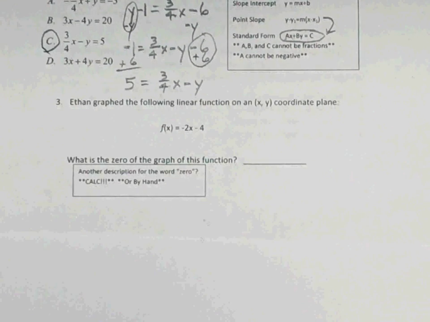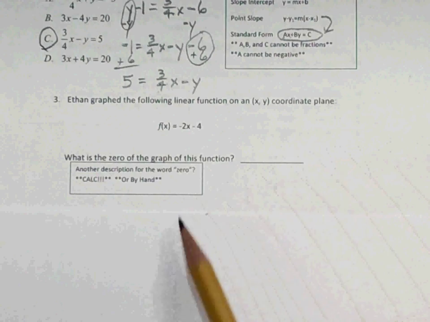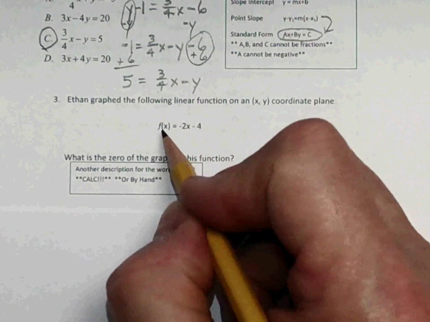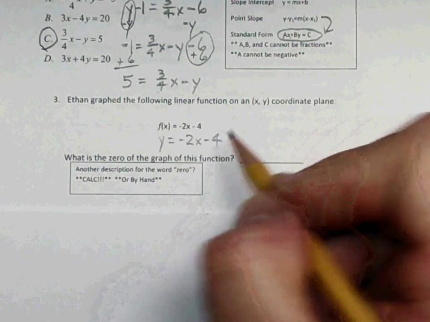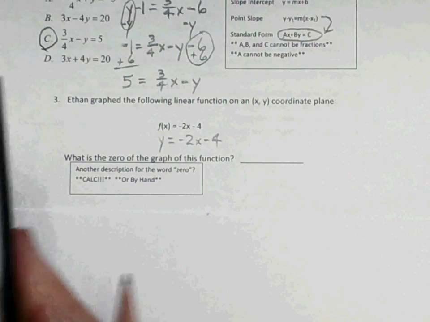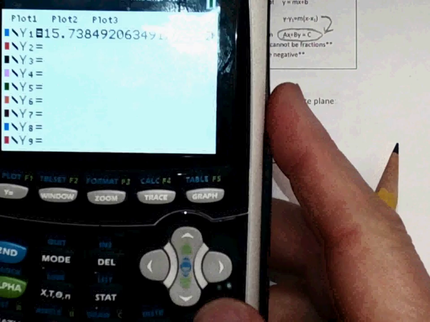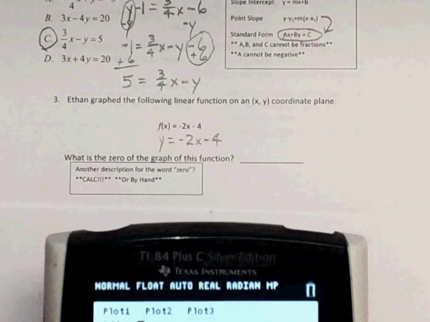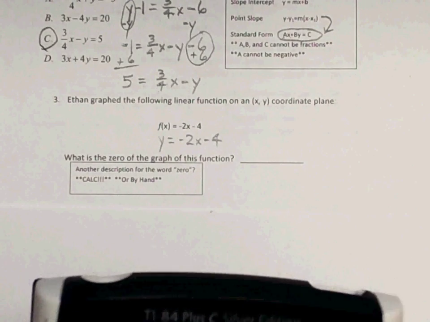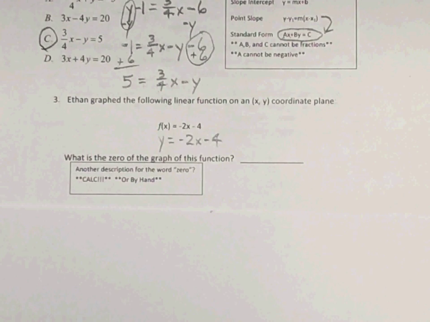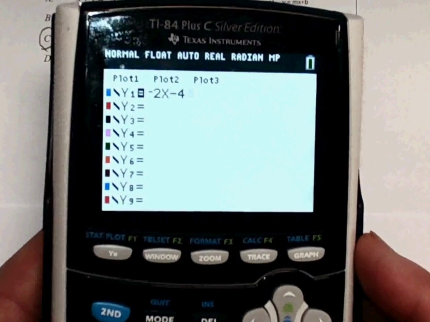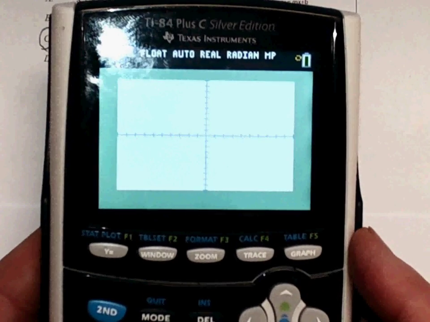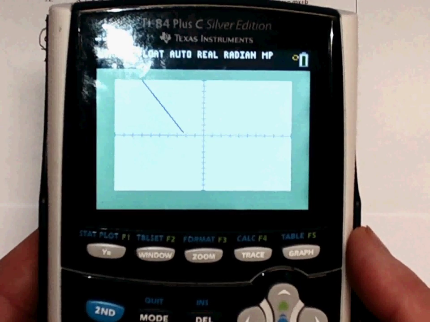Next question. Ethan graphed the following. Okay, remember, f of x is just y, so we could pick up our calculator. If we do that, clear out our calculator, what's the equation? Okay, so we have an equation. What does an equation let us do? Well, it lets us graph it. We can get a visualization.